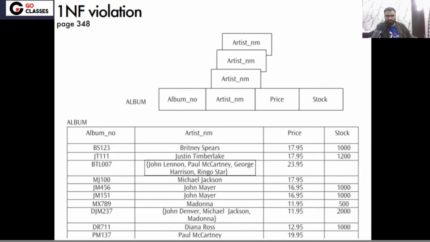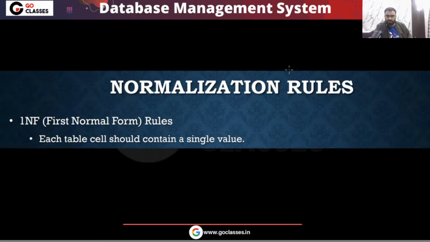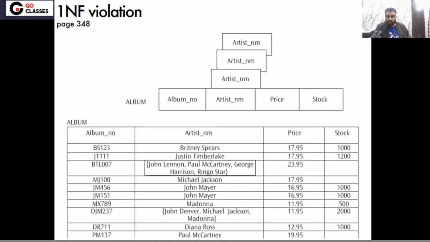Okay, let's see one example. Consider this table. You can see this table is not in the first normal form, because in this cell we have a set of values. You know the definition of 1NF. What is the definition of first normal form? 1NF says that every table cell should contain a single value. But here, if you notice, in this cell we have multiple values. So this table is not in 1NF, or I can say this is a 1NF violation.